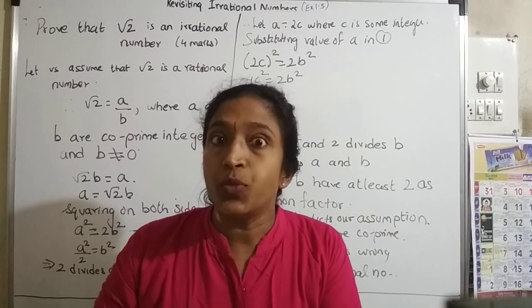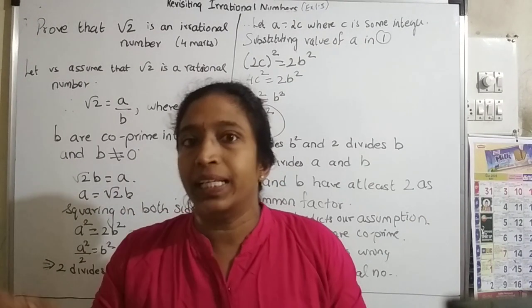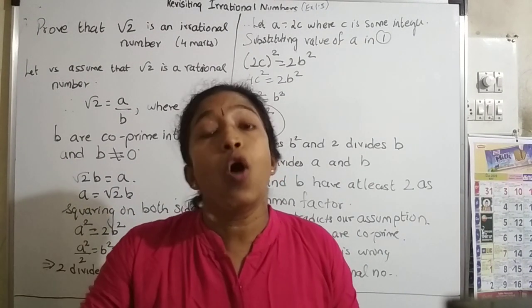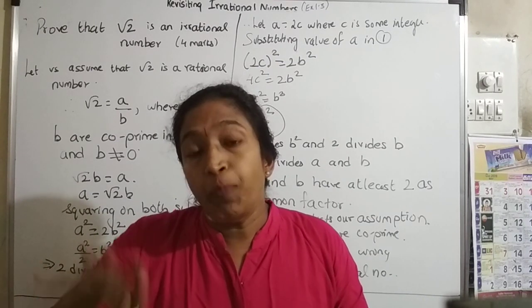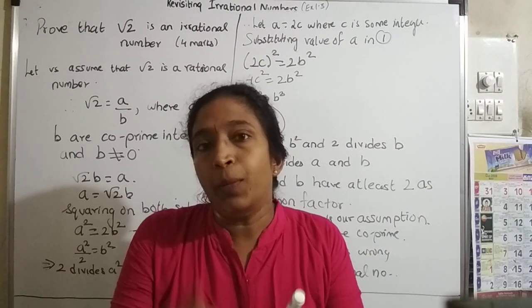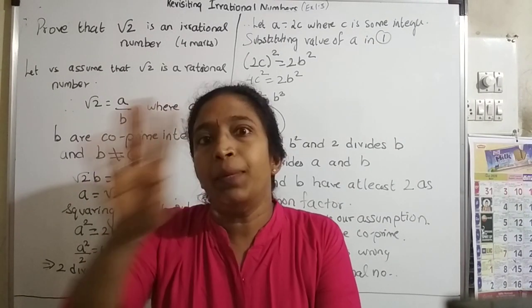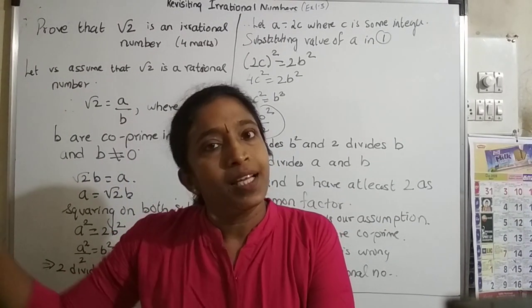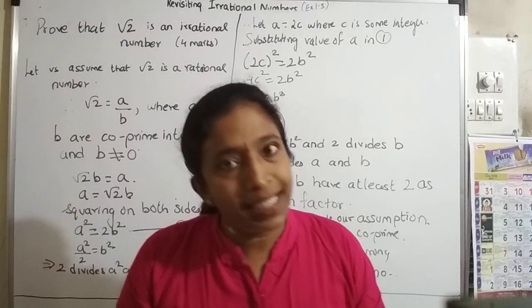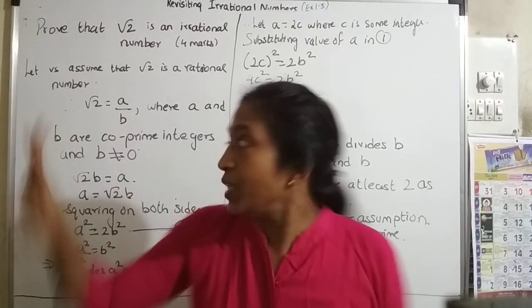P divides A square. That means, by the fundamental theorem of arithmetic, P is one of the factors of A square. So if P is one of the factors, it will be among P1, P2, dot dot Pn. But A is already P1, P2, P3, dot dot Pn. So P will also divide A. Correct? So that particular theorem we are using to prove this.